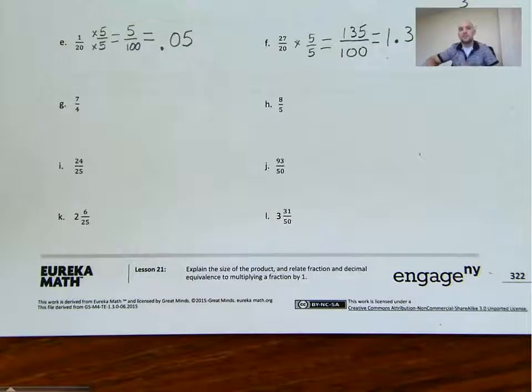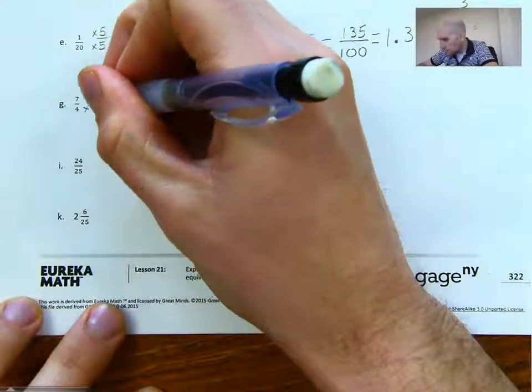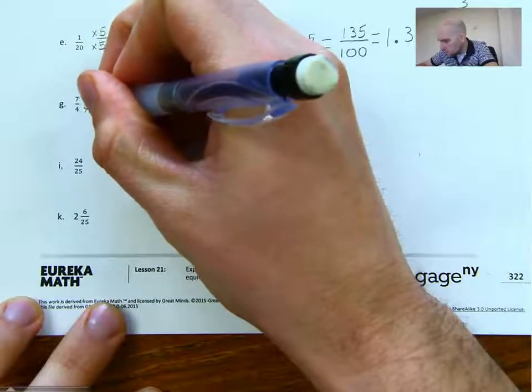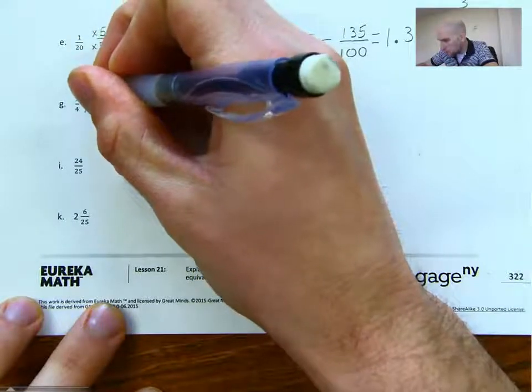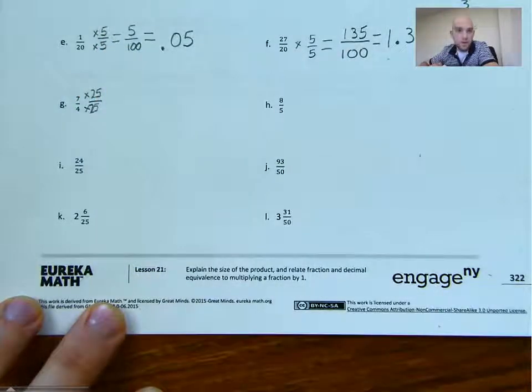Letter G, we have 7/4. I need to make my fourths into either tenths or hundredths. I can't multiply 4 by any whole number to get me to 10. So I'll need to multiply by a number to get me to 100. Well, 4 times 25 will give me 100. So I need to multiply my numerator by 25 as well. Multiply by 25 25ths.